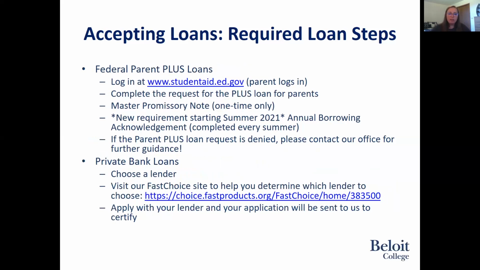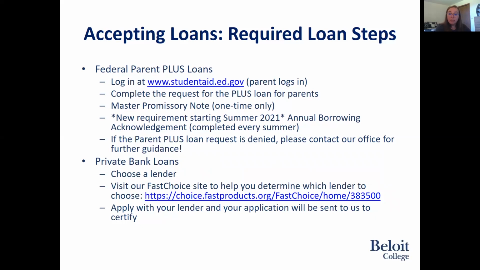So let's talk about the additional loans. The loans that we talked about on the first page were loans that you're automatically offered based on your applications and your eligibility. The loans I'm going to talk about on this page are specific to students or families who are seeking out additional financing options. So if you want to borrow a federal Parent Plus loan, these are the steps you're going to take.